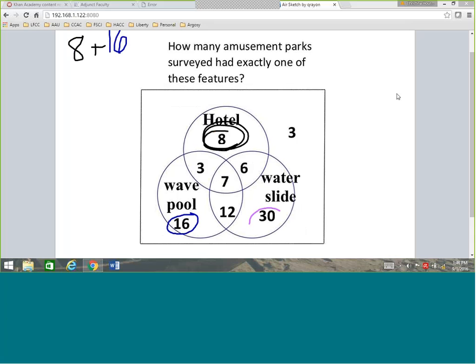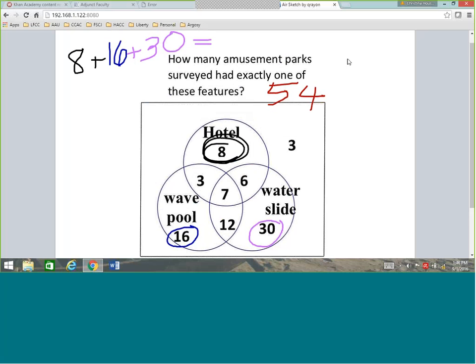And these 30 had a water slide but not hotel or wave pool, so I'm going to add 30 to that. And that's going to give me my total of 54. So the answer to the question is 54. Okay, I looked at the number of hotel, number of wave pool, number of water slide that only had that one feature and not the other 2, added that up, and that gives me 54.